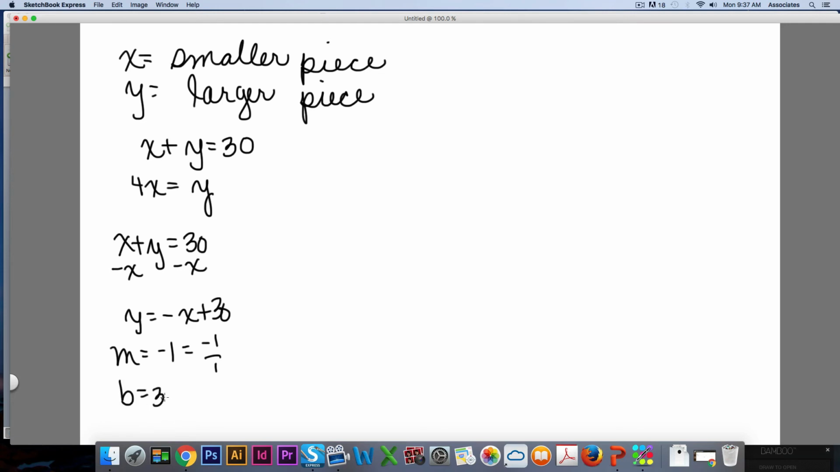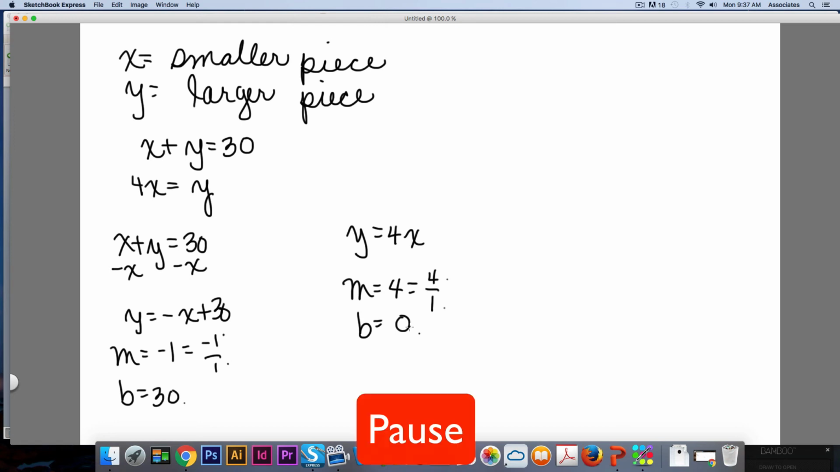The y-intercept was 30. Now here, all I have to do is change the order and change it to y equals 4x. So the slope is 4, which means rise over run is 4 over 1. And the y-intercept, notice there's no extra number here, is 0. All right? So we're going to have to graph it. So here in the first one, the slope is negative 1 over 1, and the y-intercept is 30. Here the slope is 4 over 1, and the y-intercept is 0. Instead of making a mess out of it, I'm going to give you a chance to do it, then I'm going to go back to my PowerPoint.